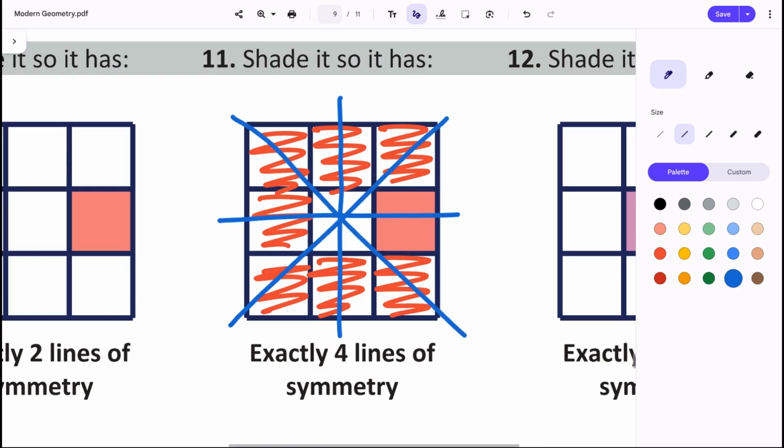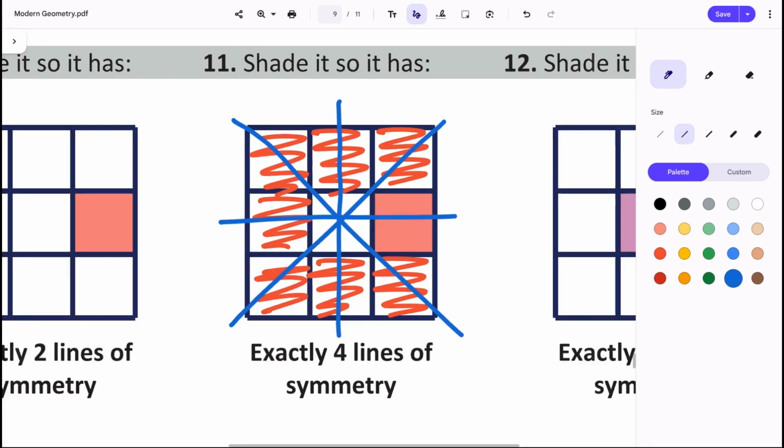Perfect. Again, there's other ways you could have done that. I've had some kids just fill in the middle squares on each, like they do the middle top, middle left, bottom middle. They don't do all the corners, and that would work too. Okay, why don't you guys try 10 and 11?